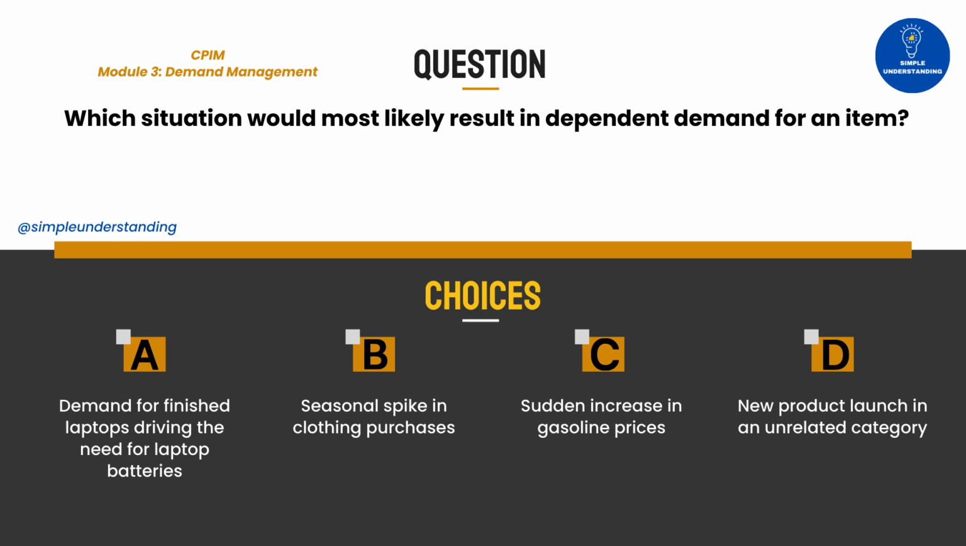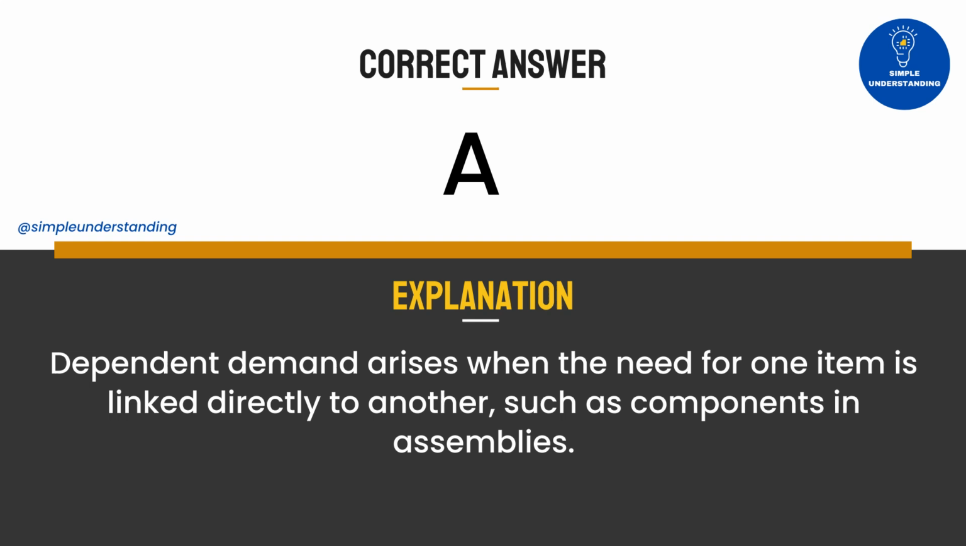Question 7. Which situation would most likely result in dependent demand for an item? A. Demand for finished laptops driving the need for laptop batteries. B. Seasonal spike in clothing purchases. C. Sudden increase in gasoline prices. D. New product launch in an unrelated category. Correct answer. A. Explanation. Dependent demand arises when the need for one item is linked directly to another, such as components and assemblies.